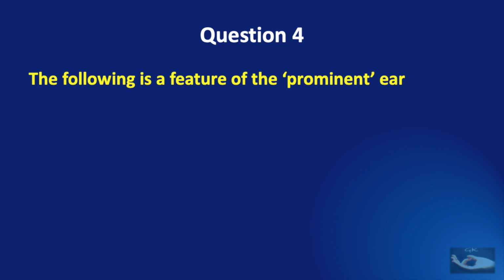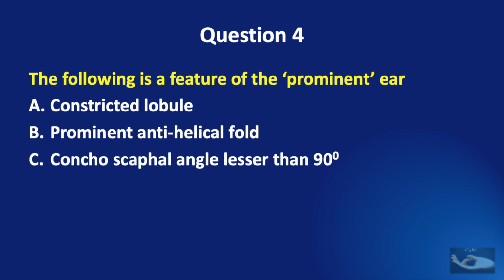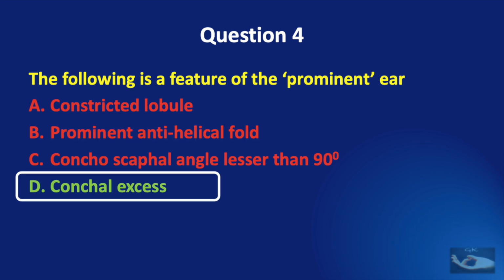Question number 4. The following is a feature of the prominent ear: constricted lobule, prominent antihelical fold, conchoscaphal angle lesser than 90 degrees, conchal excess. The correct answer is conchal excess, which is seen in prominent ear.